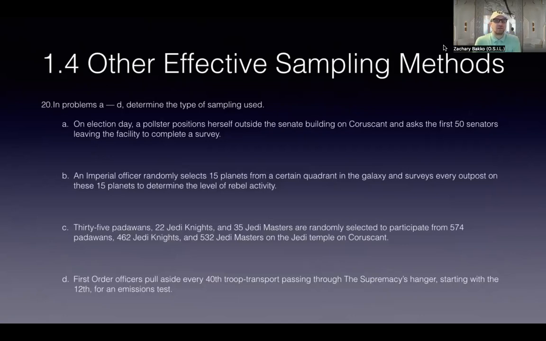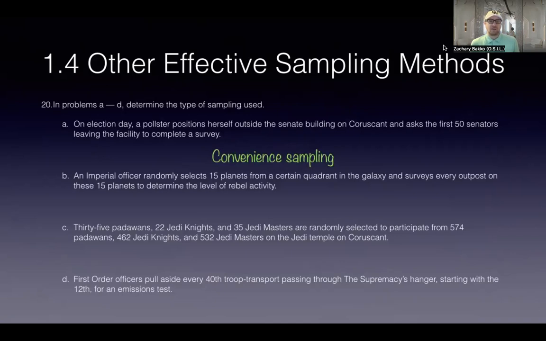On election day, a pollster positions herself outside the Senate building in Coruscant and asks the first 50 senators leaving the facility to complete a survey. Well, they're really not doing anything to account for randomness, nothing like that. She's outside the building going, here, take this survey, take this survey. It's going to be our convenience sampling.